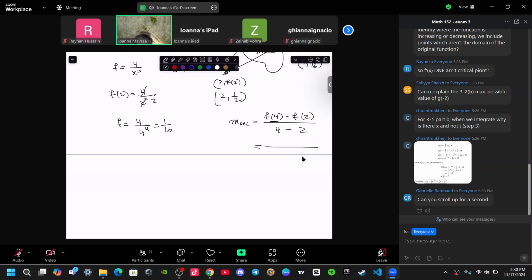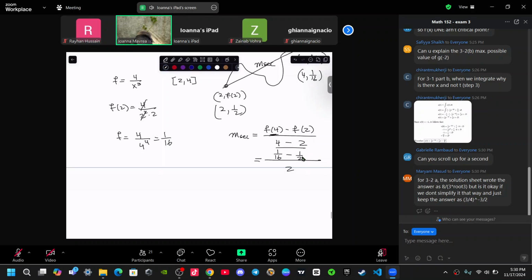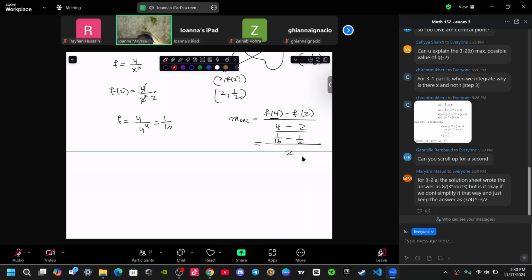So I'm going to put those numbers. f of 4 is 1 over 16. f of 2 is 1 over 2. 4 minus 2 is 2. And I simplify the thing by using a common denominator. So then I have 16 over 2. And then I have 1 minus 8, clearly negative.